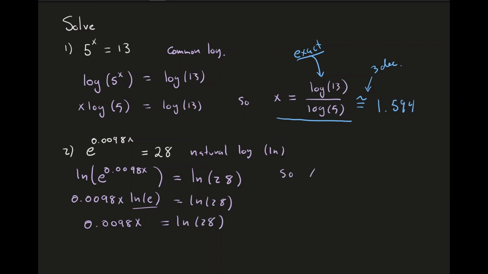So x is equal to ln 28, whatever value that is; you can punch that into a calculator, divided by 0.0098. This is the exact solution. For many of these, I will specify to give the exact solution. I do not want decimals. I want something written like this, involving logarithms. If you need a decimal approximation, at this point you can punch it into the calculator.